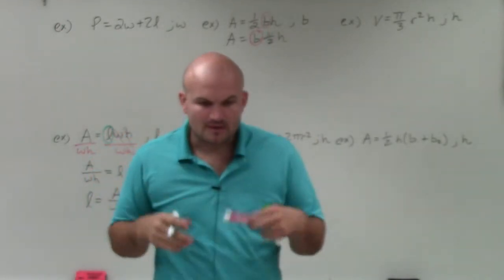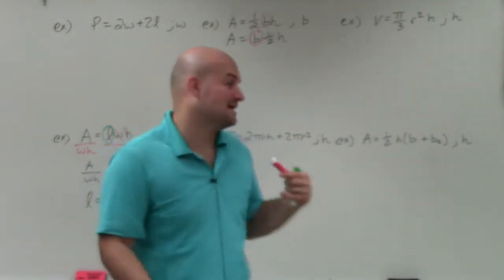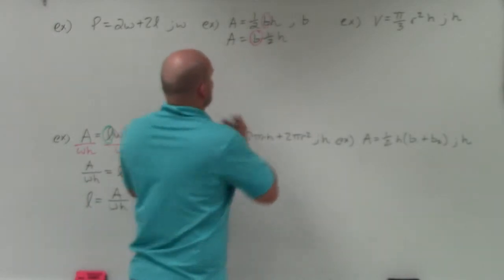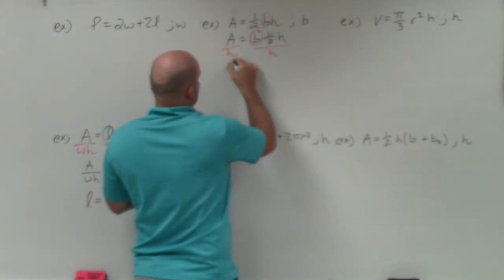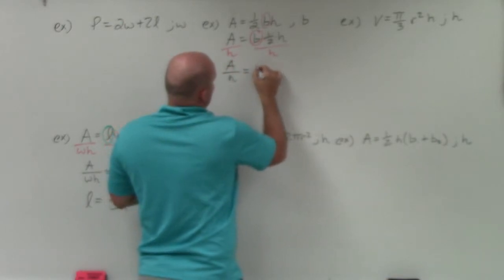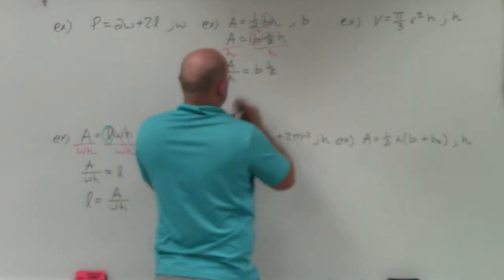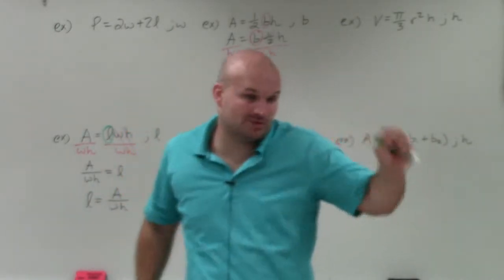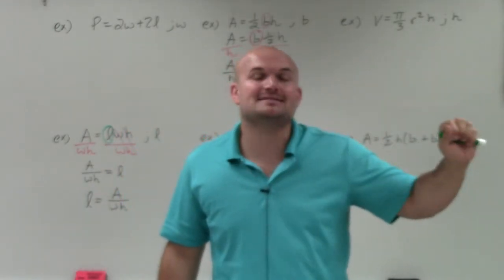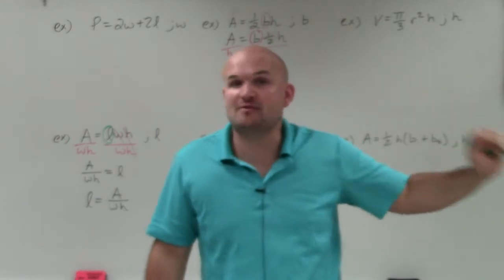Now, as I mentioned, we're going to do this one step at a time. So to undo multiplying by h, I'm going to divide by h on both sides. Therefore, I'm left with a over h equals b times 1/2. And I'm going to keep that circled. Again, that pinning is telling me I'm not going to move the variable. It's going to stay right there, and I'm just going to undo everything that's happening to it.